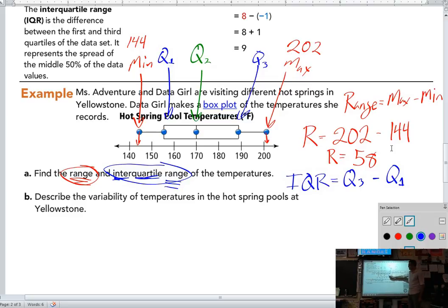We got to identify where Q3 is. Drop a little arrow. Like 188, 189, what do you guys think? 187. Nah, I'd say 188 at least. Yeah, 188. Let's go with 188. And drop an arrow on the left side of your box. Probably 155.